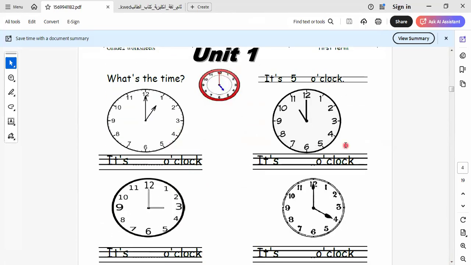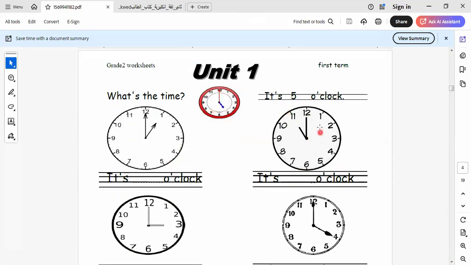Here we learned the clock. Here is 5 o'clock. What's the time here? It will be 11 o'clock. I answered some of them, not all, and I will leave the rest for you to do by yourself. Okay. Here is 11 o'clock. Here is 4. It will be 4 o'clock. Here is 1 o'clock. Here is 3 o'clock.